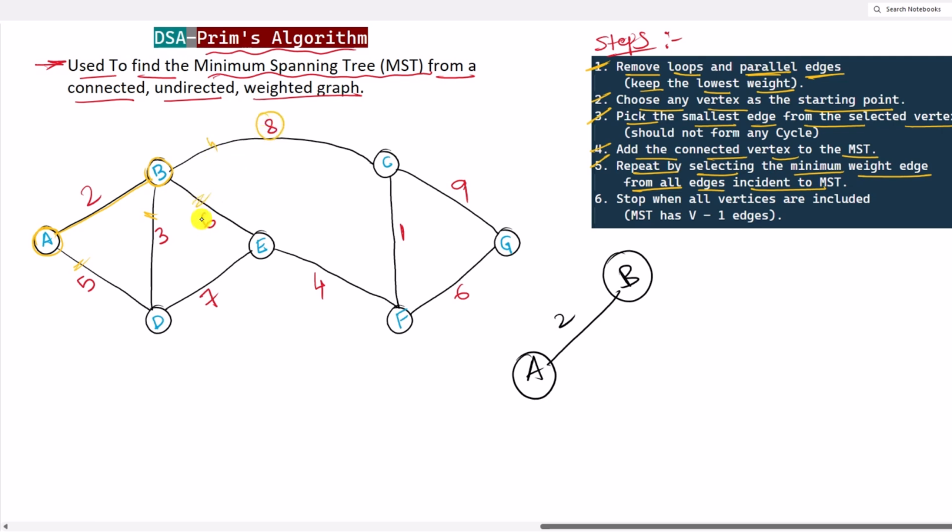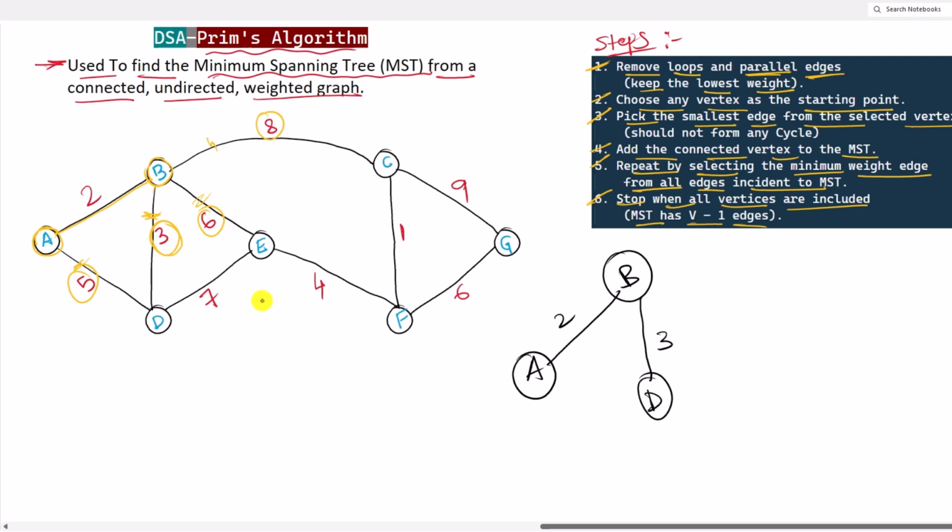We're going to compare between 8, 6, 3 and 5 and choose the minimum weight edge. We're going to choose the edge with the weight 3. This way we're going to keep repeating this process and we're going to stop when all the vertices are included in our minimum spanning tree. The minimum spanning tree will have V-1 edges.